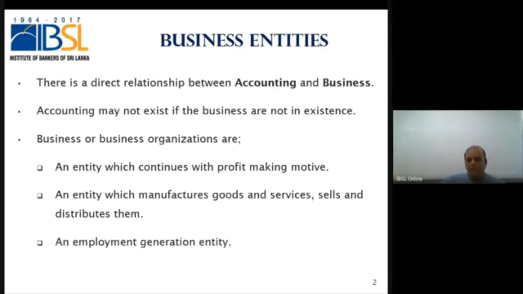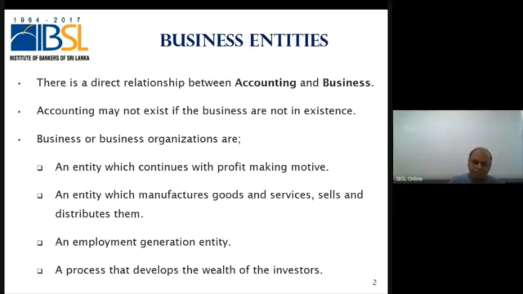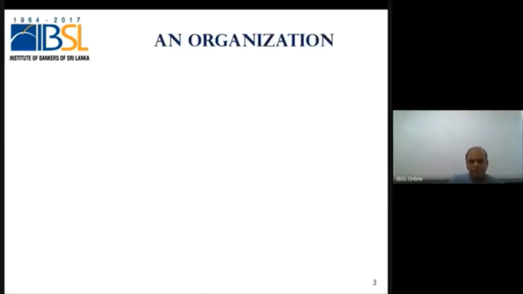And also there could be entities or businesses which are employment generation entities, creating employment for the public or the society. So you get so many kinds of business organizations which are operating. And finally, we also have a process that develops the wealth of the investors. So there are business organizations, or in other words, you might say wealth organizations, which are targeted to develop the investors' wealth, looking after their well-being in terms of their investments. That is also a type of business organization.